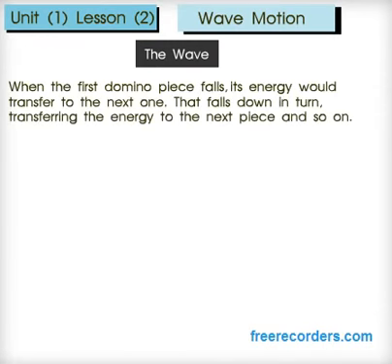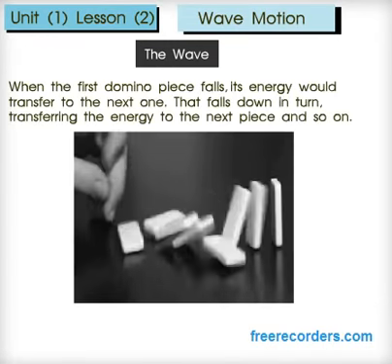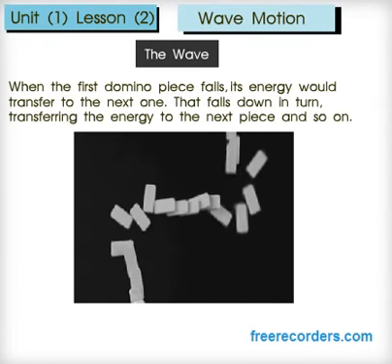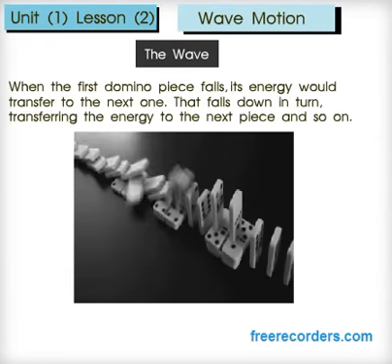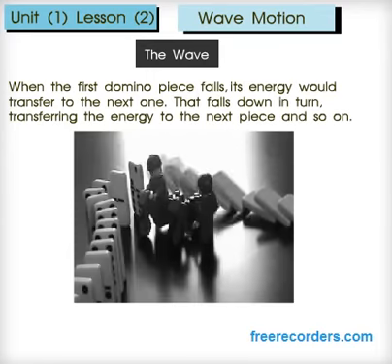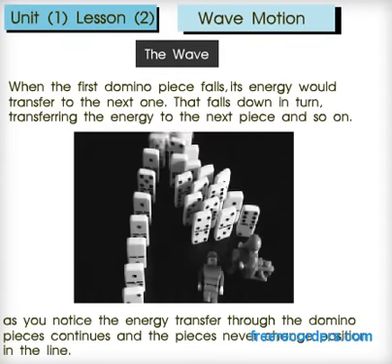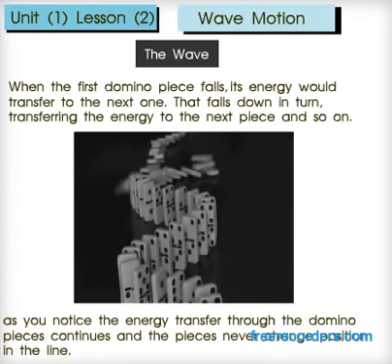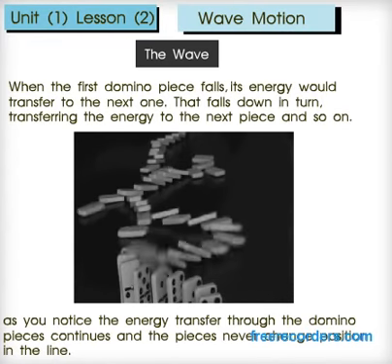When the first domino piece falls, its energy will transfer to the next one that falls down in turn, transferring the energy to the next piece and so on. As you notice, the energy transfer through the domino pieces continues and the pieces never change position in the line.